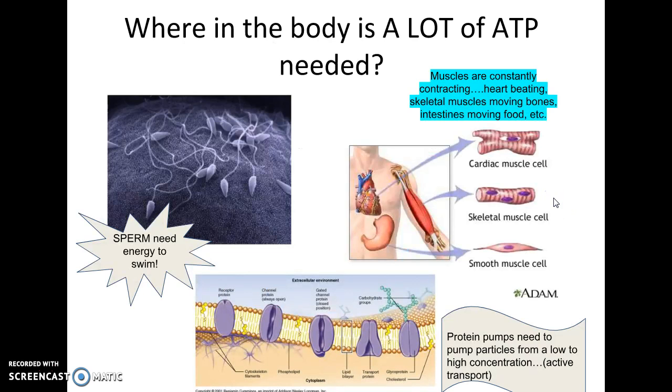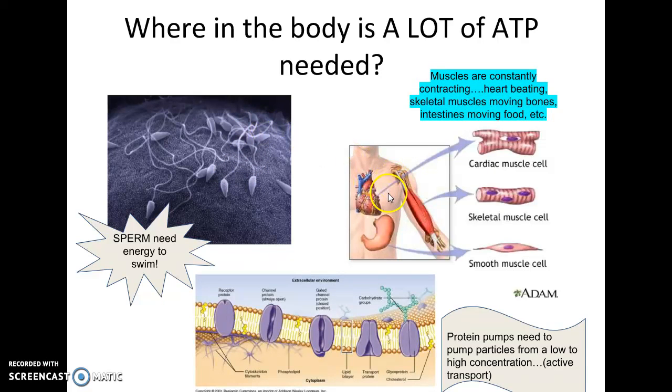So here are a few examples. Right at the base of the sperm tail, there are a ton of mitochondria, and they are pumping out a ton of ATP energy to allow that tail to move for the long period that it has to.